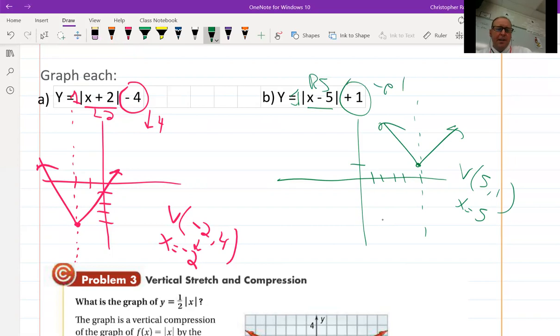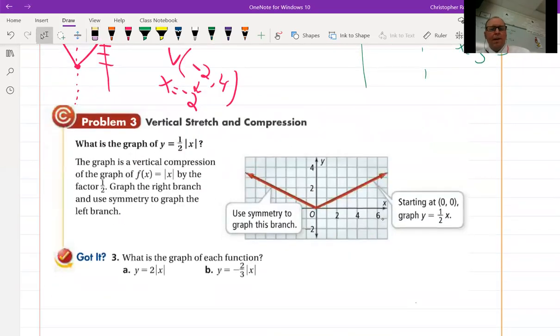All right, let's add the last part here, which is 1/2. Remember, 1/2 is less than 1, so that means it's getting squished just like the Play-Doh. So it does start at 0, 0 because there was nothing added inside or outside. So there's nothing to add on to the graph, so that makes it a little bit easier.